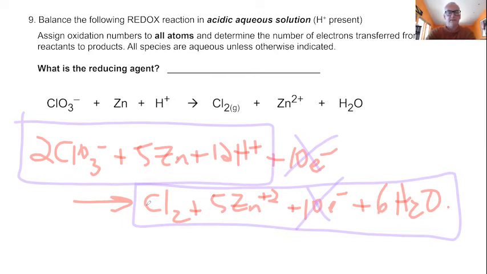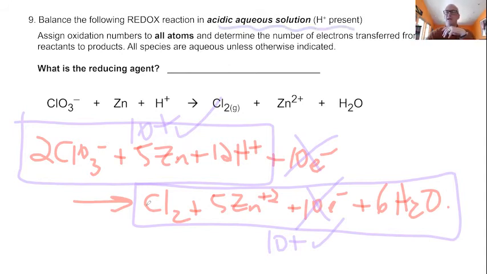10 what? Plus or minus? 10 plus. So I have 10 plus on this side. And what about the other side? Also 10 plus. 10 plus, right. The only thing that's charged is zinc, and I got 5 of them for 10 plus. So they balance.